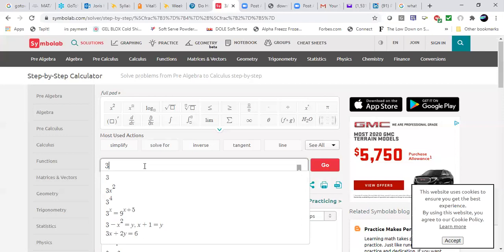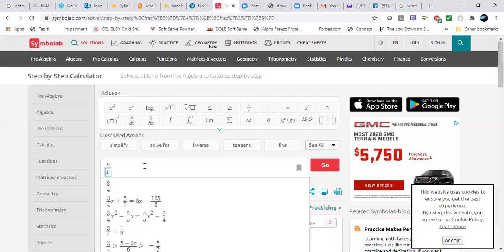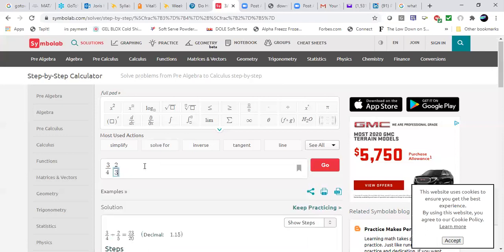3/4 minus 2/3. So the LCD, or the LCM, which pertains to the denominators of the fractions, would be 12. Why? Because the smallest number that 4 and 3 can go into without a remainder is 12, right? So let's not even bother with the fraction.